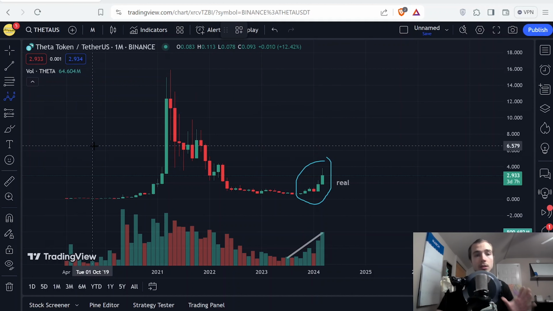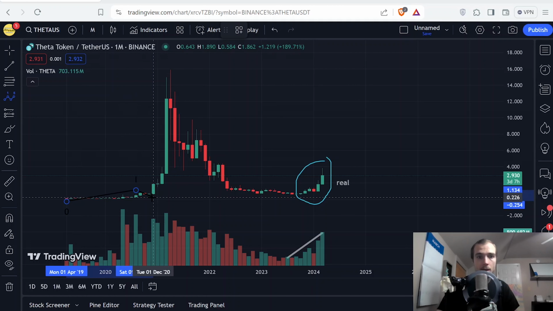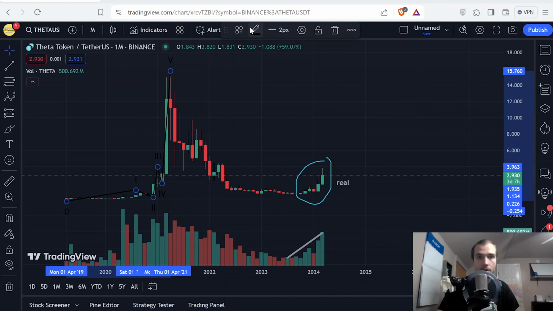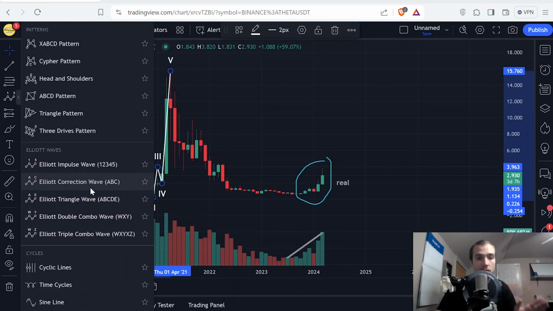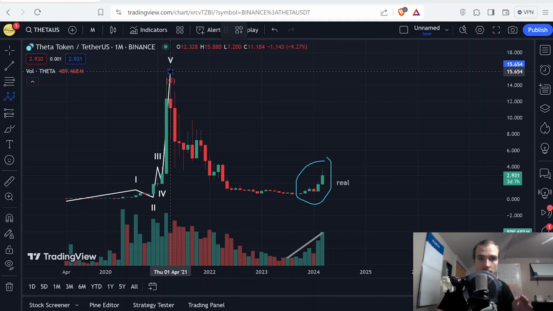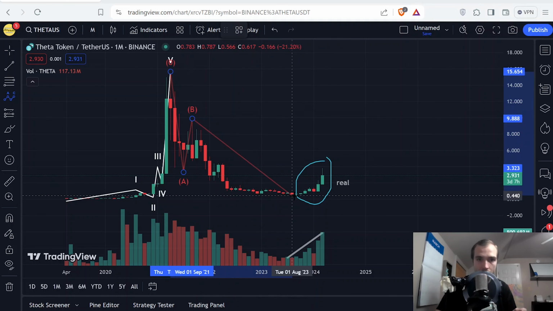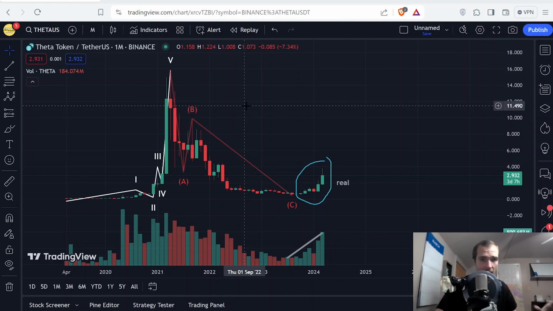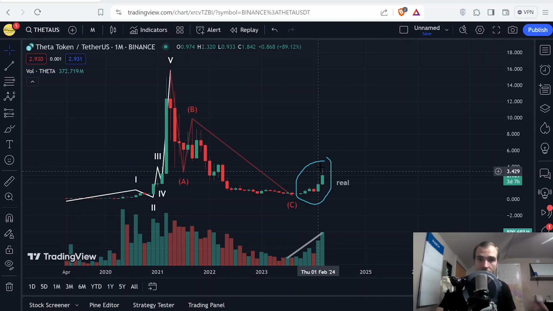Now, we can also draw our Elliott wave count very easily here on Theta coin. We see 1, 2, 3, 4, and our fifth wave right here. We can change the color of it to white so it's easier to see on the chart. Then we'll drop the ABC correction onto the chart here as well. And you guys can see that the ABC correction after the fifth wave up led to the beginning of the new market cycle.